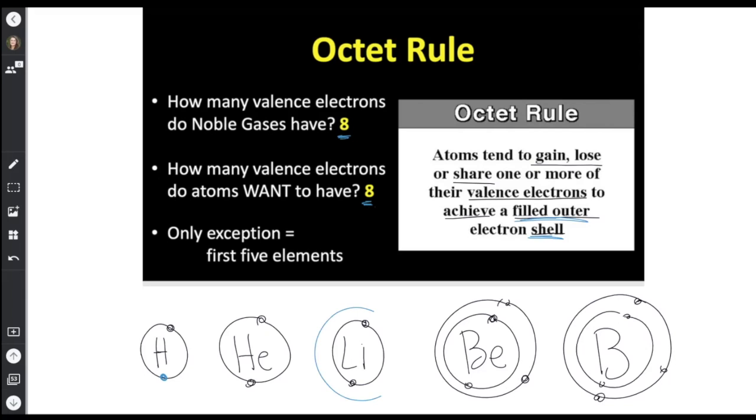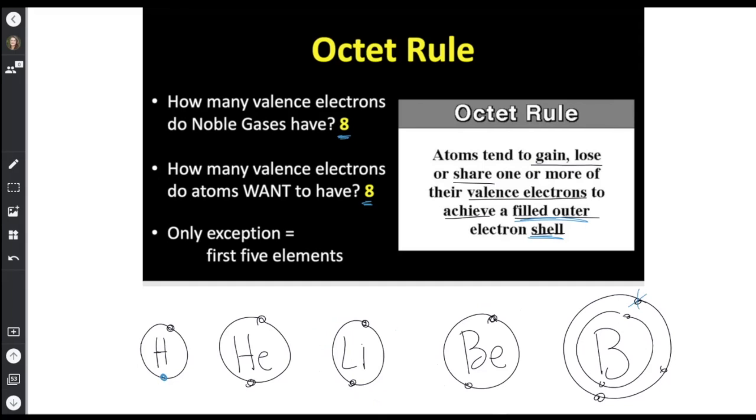Lithium has 1 valence electron. Does it want to try and gain 7 more electrons? Or could it just lose this 1? Lose that 1, and what happens? That shell disappears, and I'm back at a full shell. Same thing with beryllium. It's going to lose these 2 valence electrons. That shell is going to disappear, and I now have a full shell.